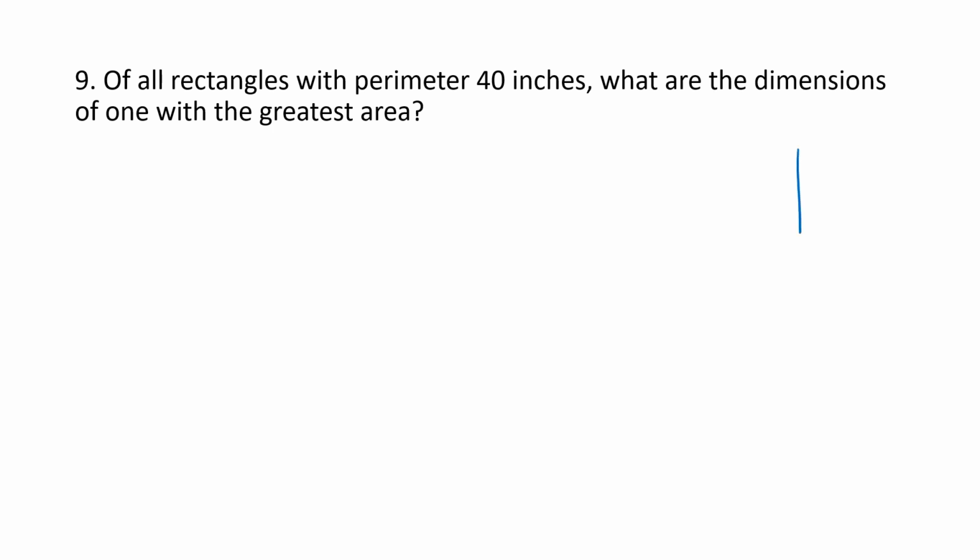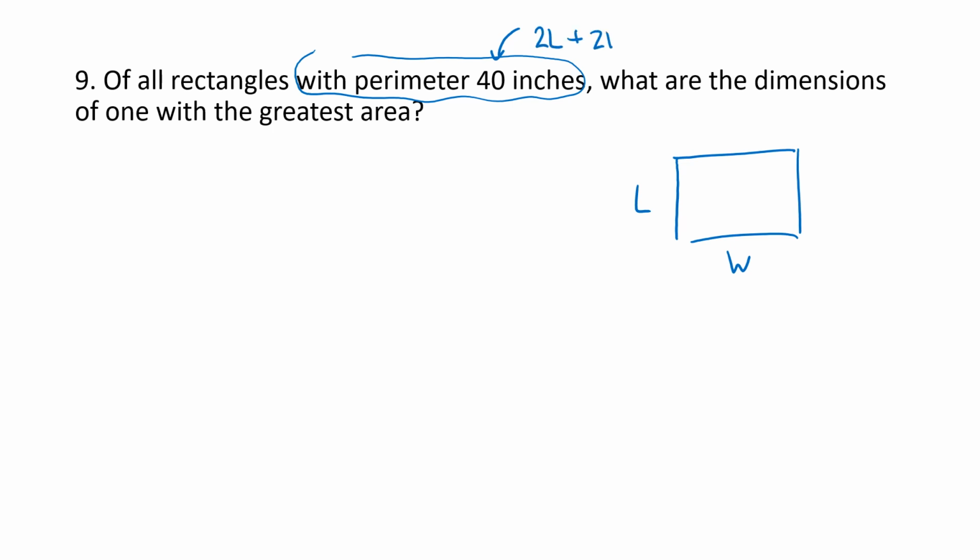Okay, so drawing a little rectangle here, let's label our sides. We've got L and W for our length and our width. So they're telling us that the perimeter is 40 inches. So that's going to be our constraint. That's going to be the limitation on the values that L and W can take on. And that constraint is going to be 2L plus 2W, that's our formula for perimeter, is equal to 40.